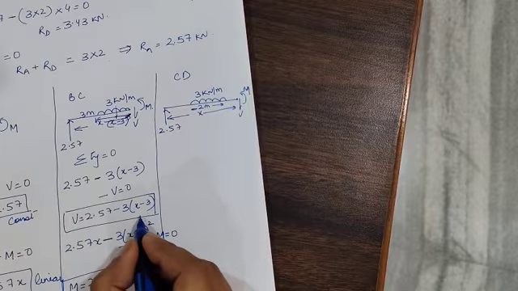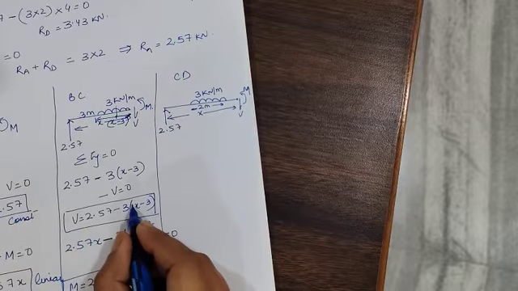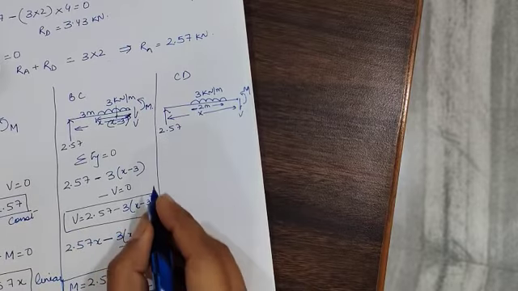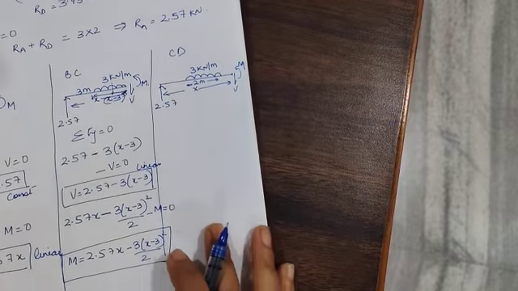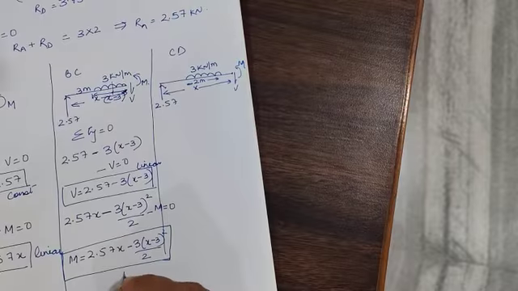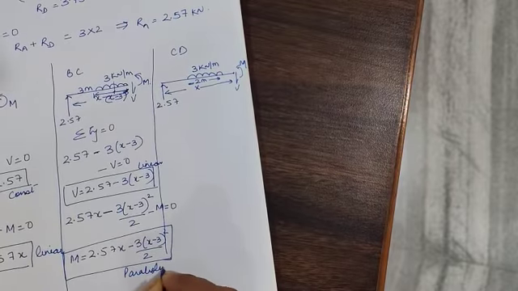So it indicates the shear force in this section is varying with respect to x. So it is linear. Your bending moment is varying with respect to the square of it. So it means it is parabolic. So it is parabolic. Okay.